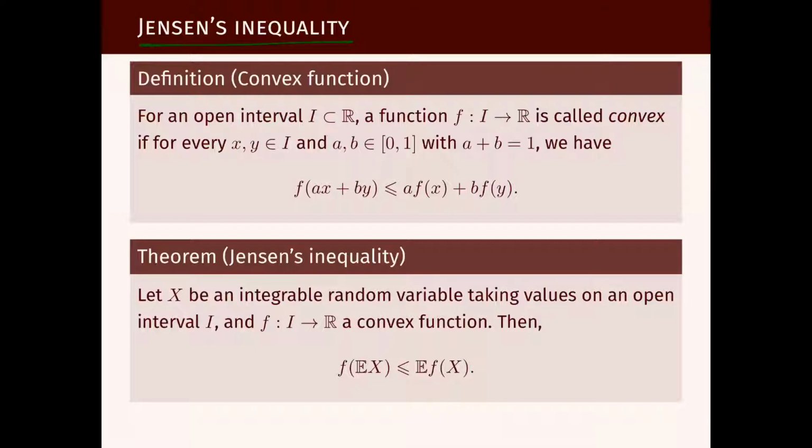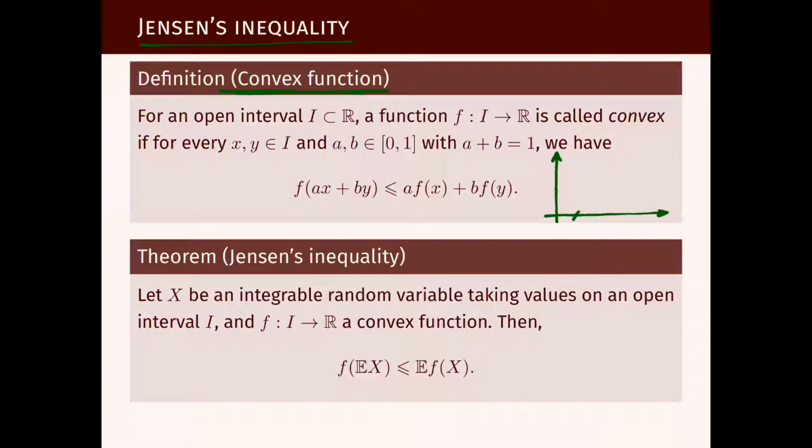Before we can state Jensen's inequality, we need to define what convex functions are, because a convex function is the object of Jensen's inequality. For a function to be convex, it is a 3-point condition, unlike for a function to be increasing or decreasing, where it is a 2-point condition. What do I mean by that?